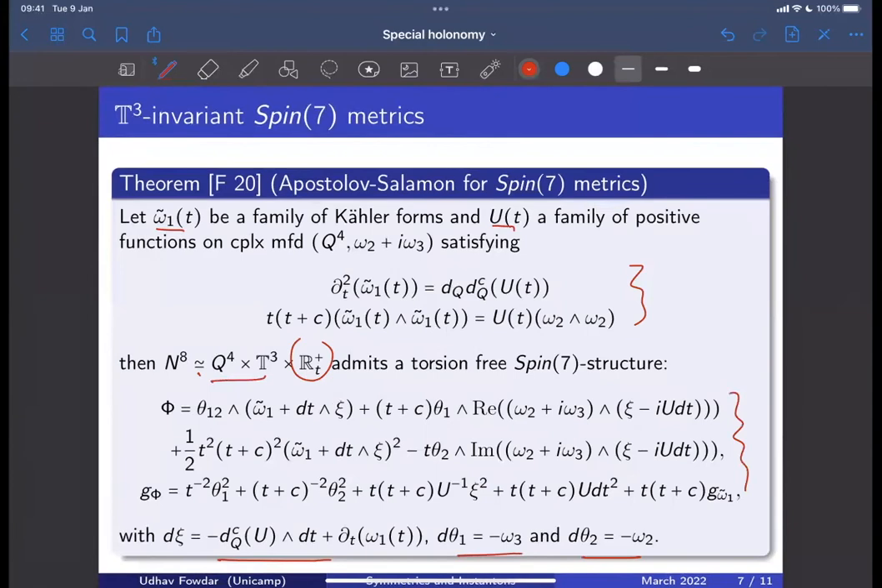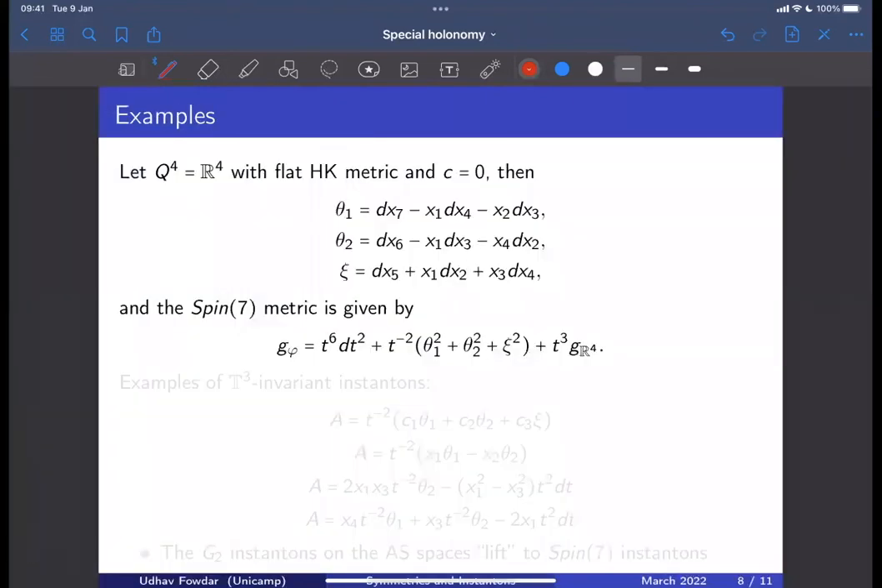Okay, so this is essentially a lift of the Apostol-Salamon construction. I should say that in this case, the holonomy will not be strictly contained in Spin(7). Generally speaking, the holonomy will actually be equal to Spin(7). And here is the simplest example, just like in the Apostol-Salamon case. I'll consider the case when we just have a hyperkähler manifold, which is just R4, in which case you can work out that the connection forms can be explicitly given in this coordinate system, x1 up to x4 denoting the coordinates in R4, and 5, 6, 7 denoting the fiber directions. And you can check that this metric has holonomy actually equal to Spin(7).